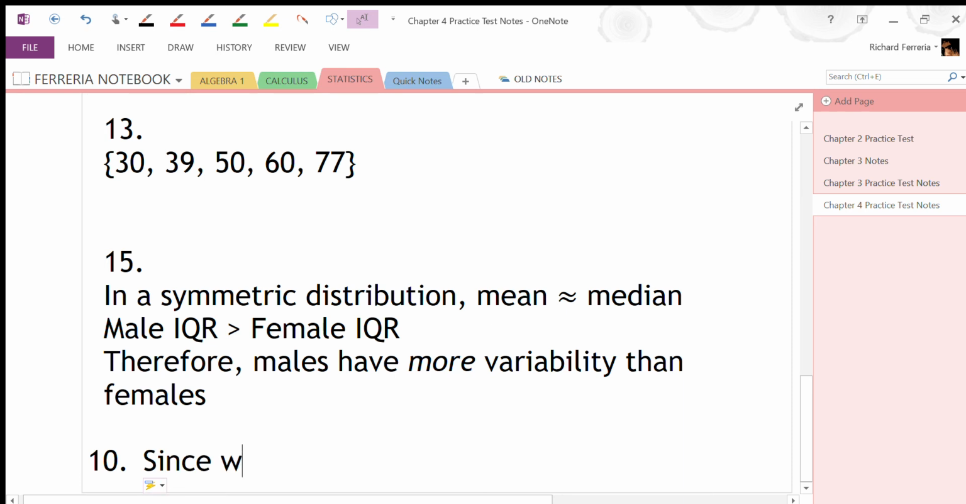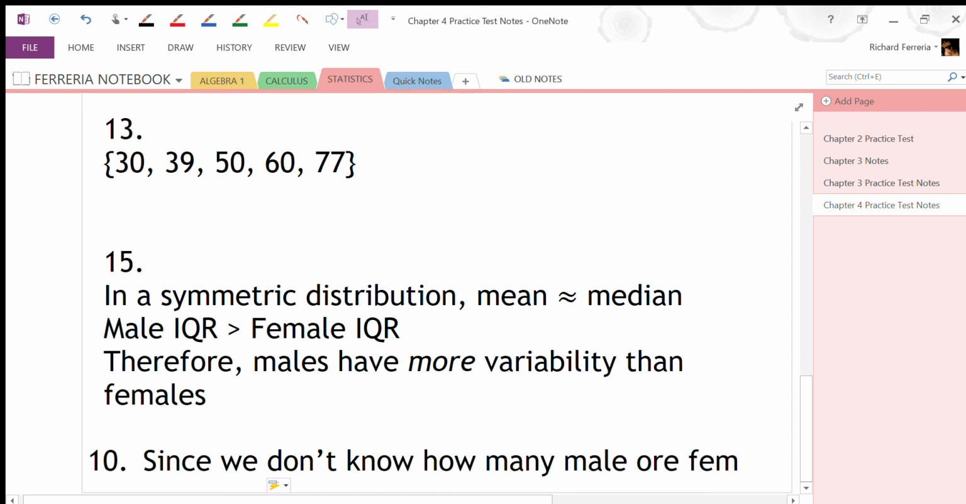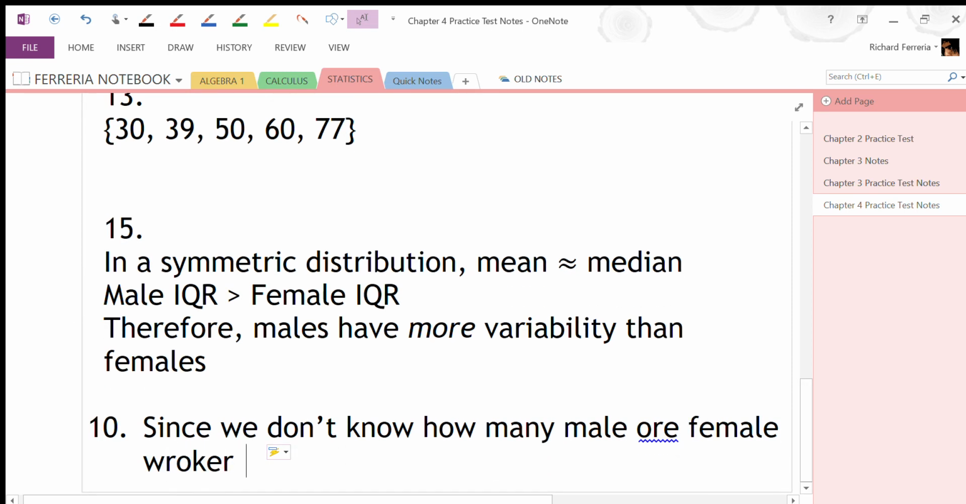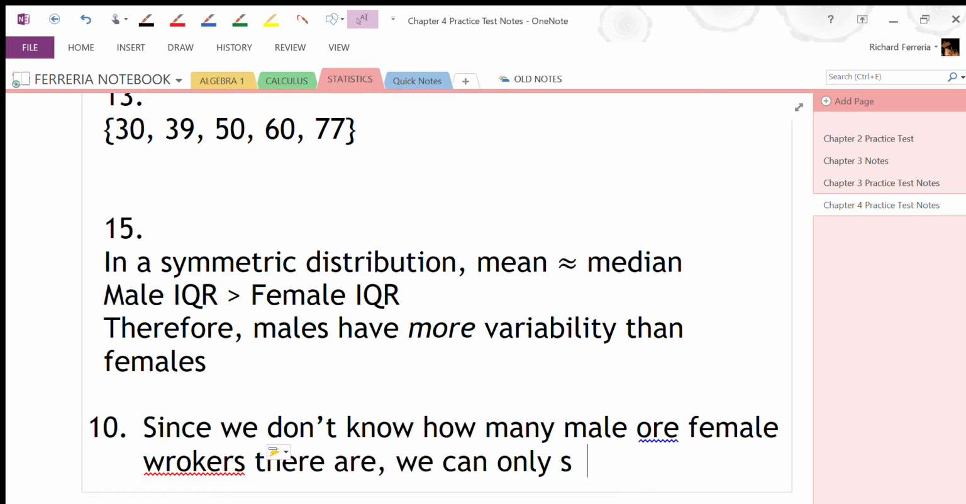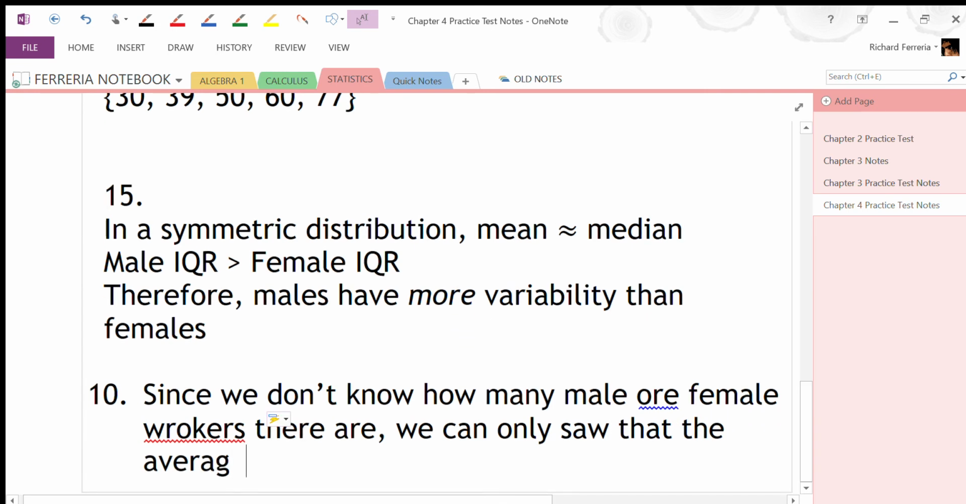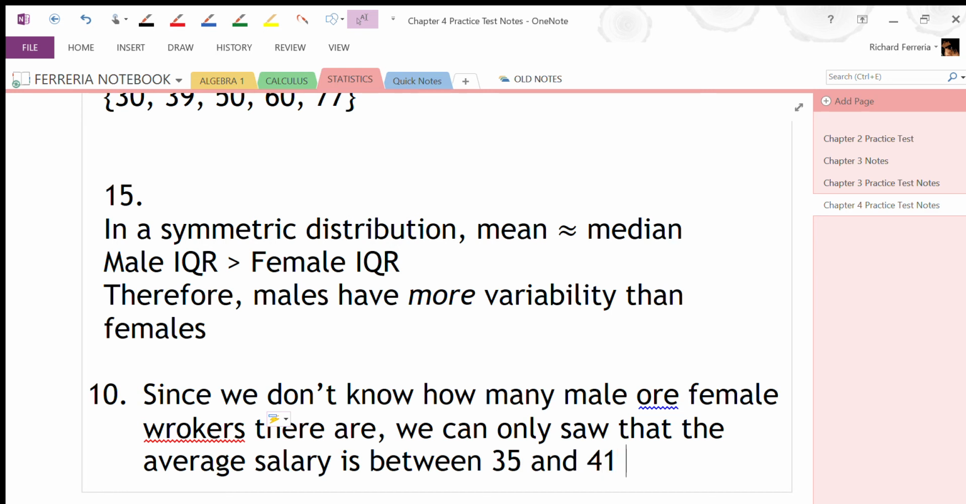Since we don't know, yeah, it's between 35,000 and 41,000.